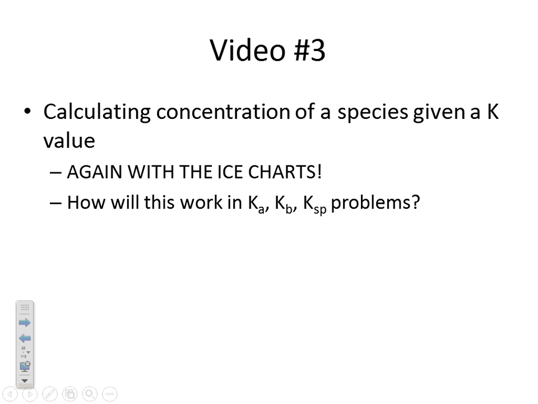This is going to be on the third primary topic of equilibrium, calculating concentration of a species when you have been given a K value. So in this video, you're going to see us working with ice charts again. Ice charts are a critical component of this, and I'm going to go through a practice example and then talk about how this type of problem is slightly different, and it really is only slightly different when you're dealing with Ka, Kb, or Ksp problems.